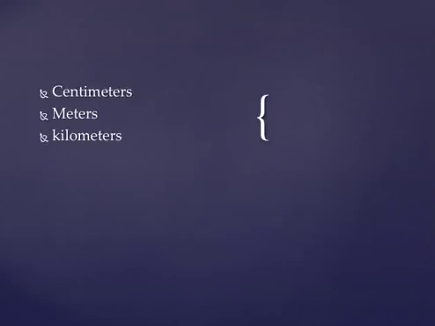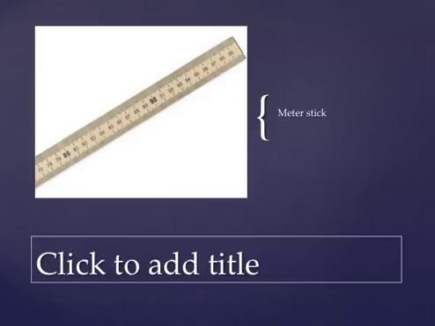In this video, you're going to learn about centimeters, meters, and kilometers. So first, let's look at a meter stick. So here's a picture of a meter stick, and you have some in the classroom. And what's important to know about a meter stick is that a meter stick is pretty large. So 1 meter is pretty big. It's not like a ruler, it's much bigger.